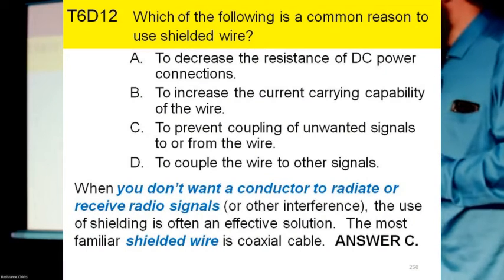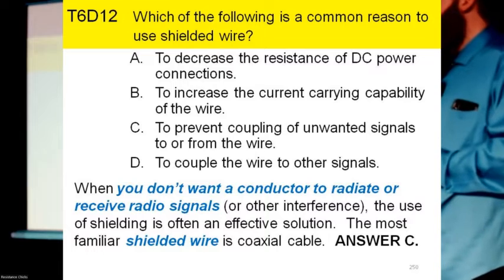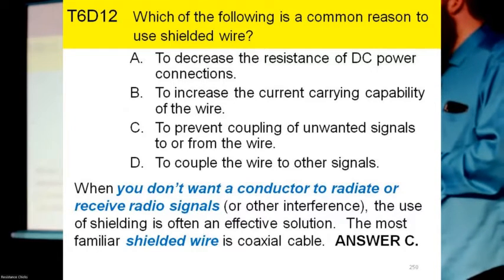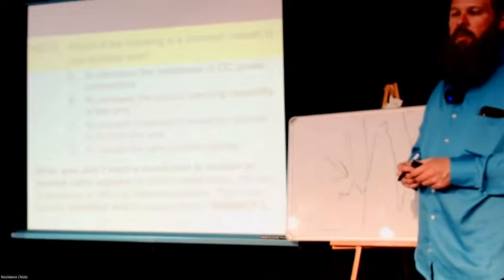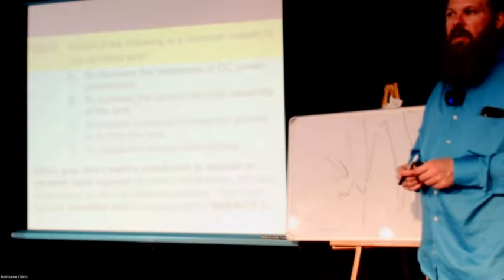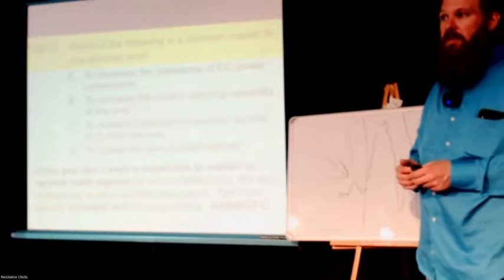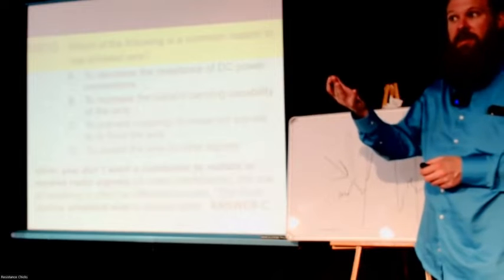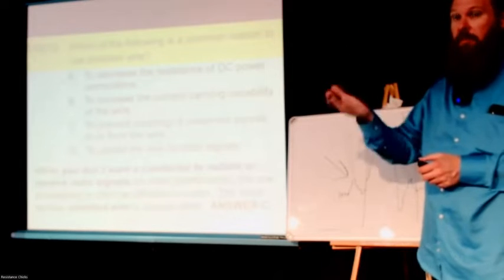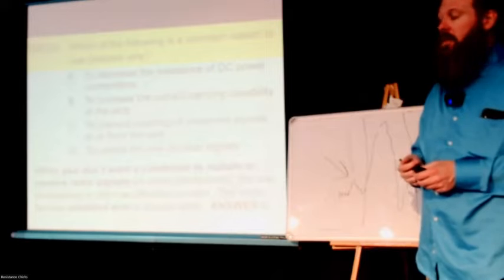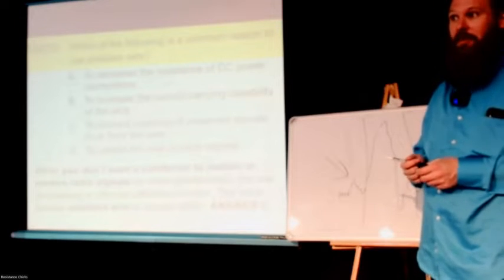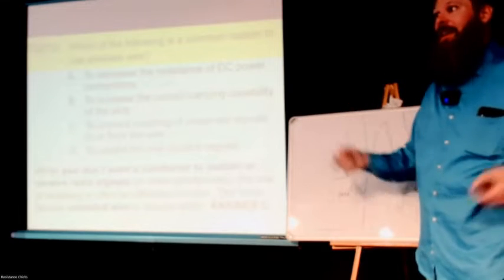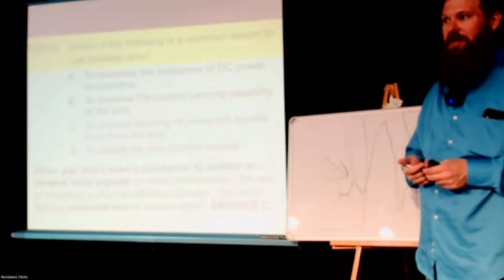Which of the following is a common reason to use shielded wire? To prevent coupling of unwanted signals to or from the wire. If you put a wire up in the air, it will start picking up radio signals. Now, there's not necessarily a radio connected to it to do anything with it, but it will pick up radio signals. If that wire is connected to your microphone, which of course it is because your microphone has a wire, it can pick up radio signals.